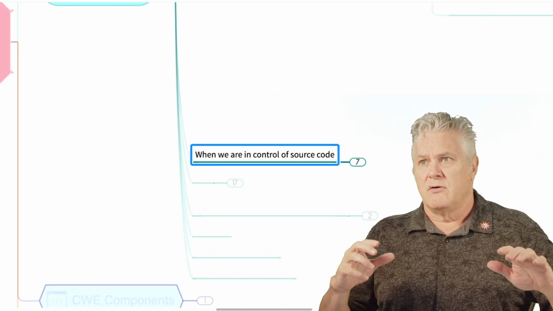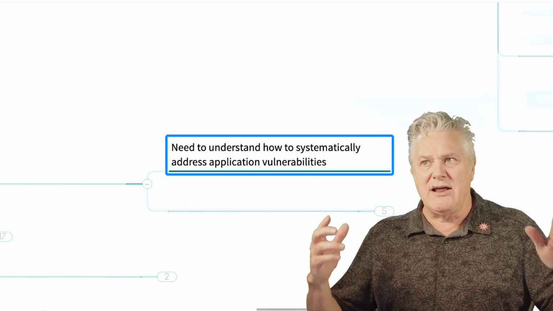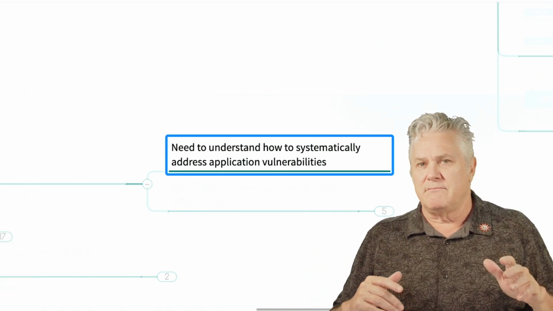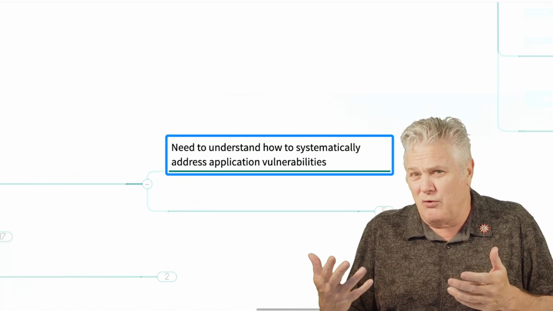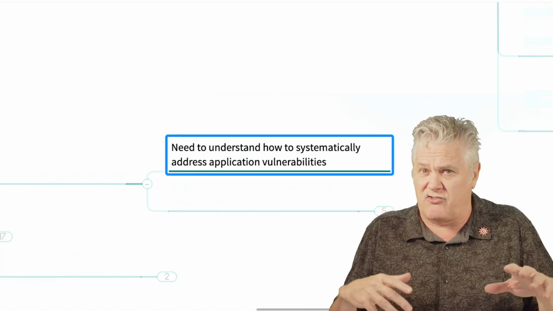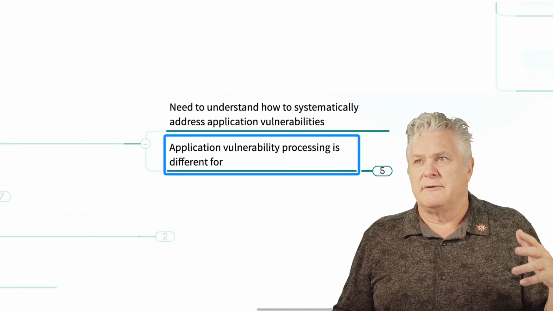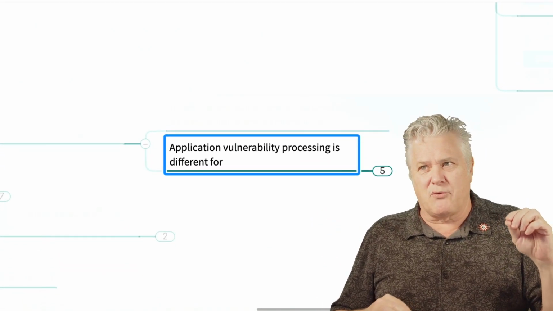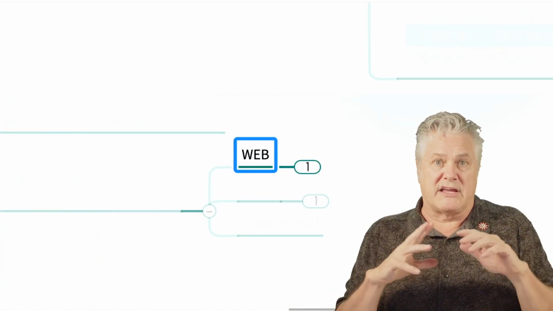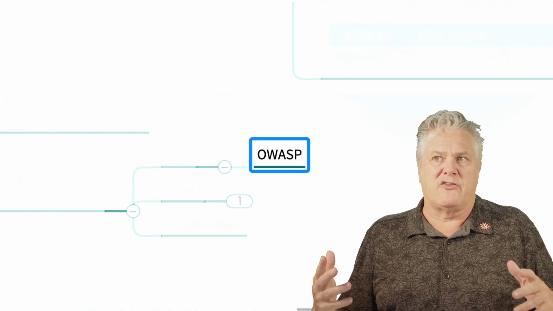Now, when we're in control of the source code, what happens? Well, we need to understand how to systematically address application vulnerabilities, because now we're in control of this, and we have to build this into the system of all the other applications that we're running in the organization so they can get a threat, vulnerability, a risk assessment going. Now, the application vulnerability processing is a little bit different for different applications. It's different for the web. If you're going to do pure web, and we're going to see some web today, then you'd go to OWASP and look there.